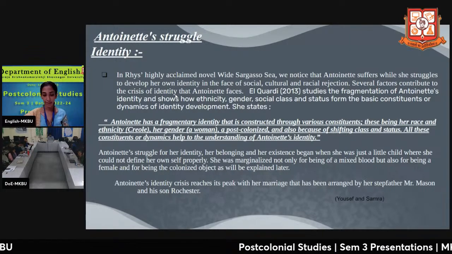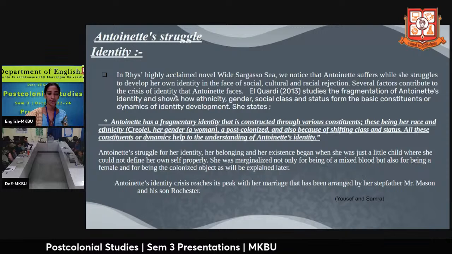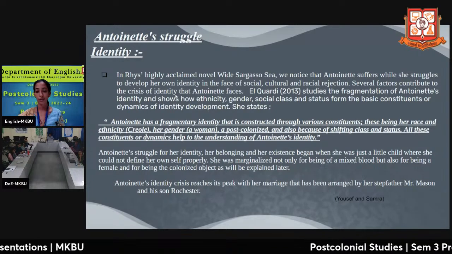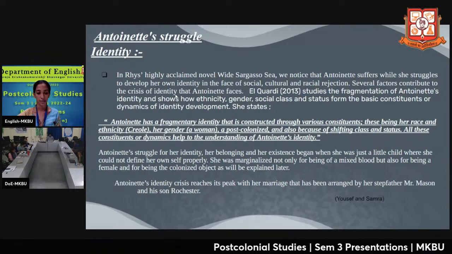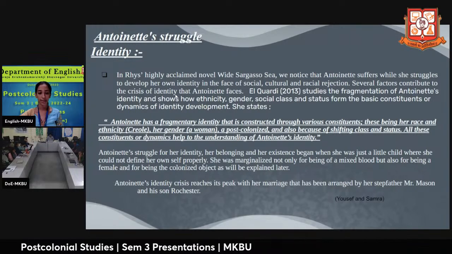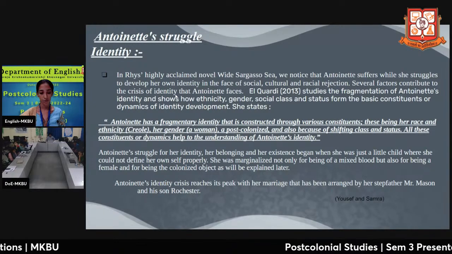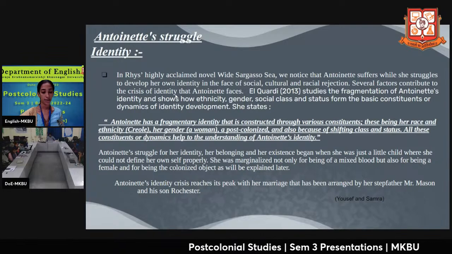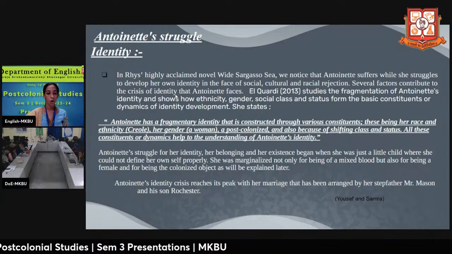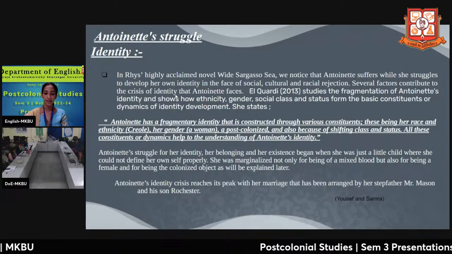In one of the articles, Coetzee 2013 studies the fragmentation of Antoinette's identity and shows how ethnicity, gender, social class, and status form the basic constituents or dynamics of identity development. She states that Antoinette has a fragmentary identity that is constructed through various constituents: her race and ethnicity, her gender, being post-colonized, and also shifting class and status. All these constituents or dynamics help in understanding Antoinette's identity.